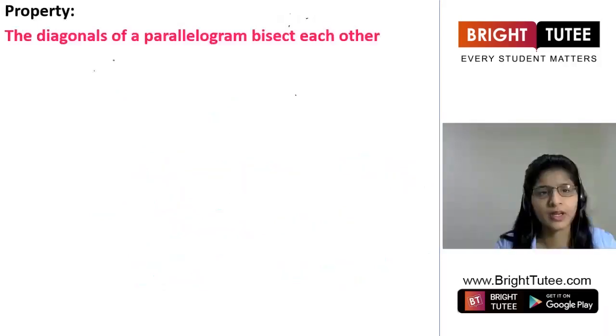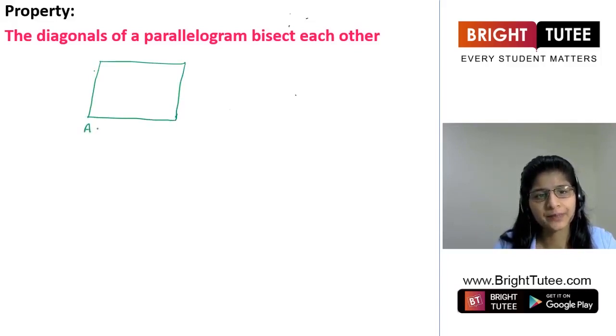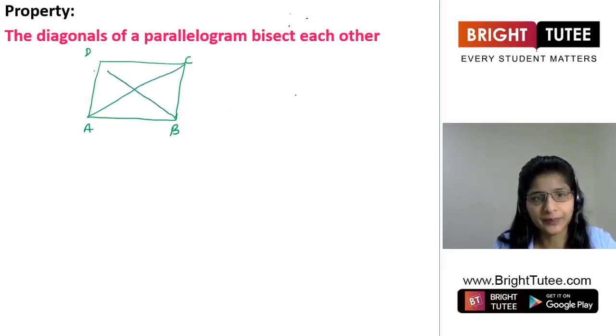Clear? So now we are going to discuss the next property, that is the diagonals of a parallelogram bisect each other. So let us draw one parallelogram. Let this be our parallelogram, and let us name it as A, B, C and D. Now there are two diagonals AC and BD. Let us draw them. Join A to C and join B to D. Right, now what we are going to do is, after joining the diagonals, we'll mark the intersection point as O.